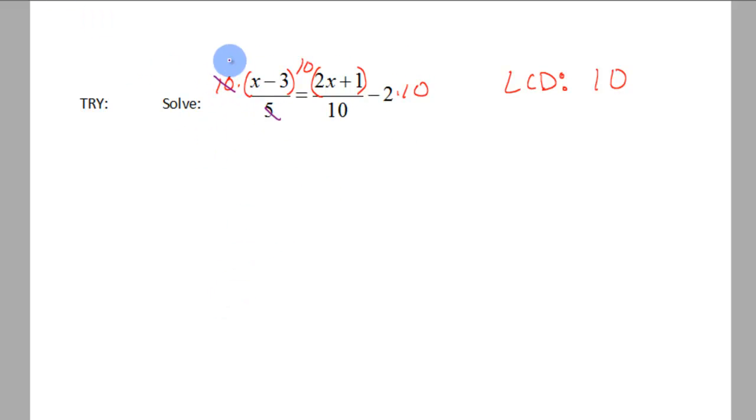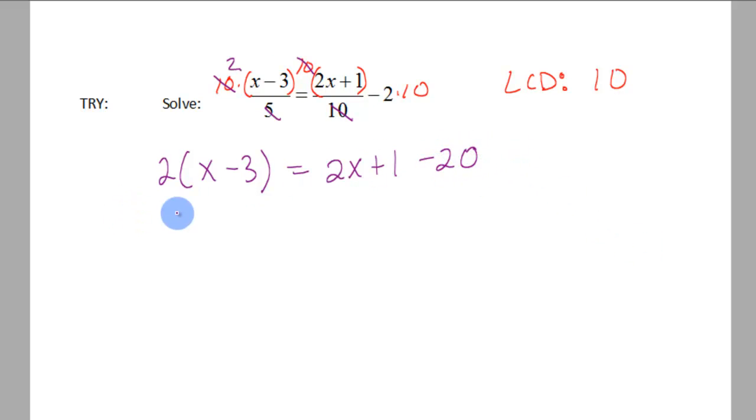10 divided by 5 is 2. Then I write 2 times x minus 3. 10 divided by 10 is 1, so 2x plus 1. Parentheses weren't needed here. Parentheses were needed there. Minus 2 times 10. Okay, then we have just a linear equation. It's pretty easy to solve. Distribute that, 2x minus 6. Over on the right side, let's add the 1 and negative 20.